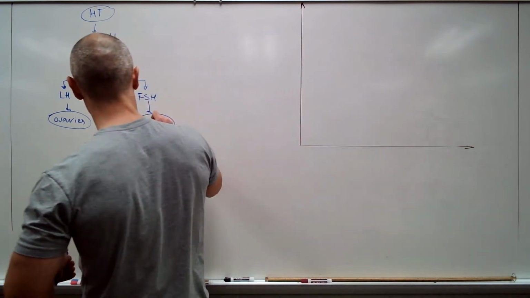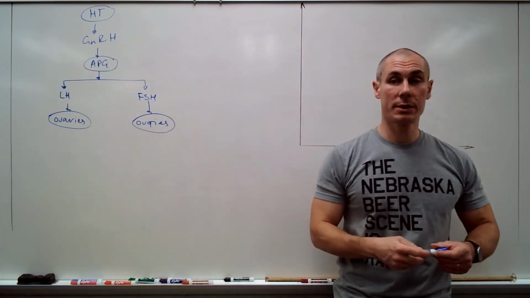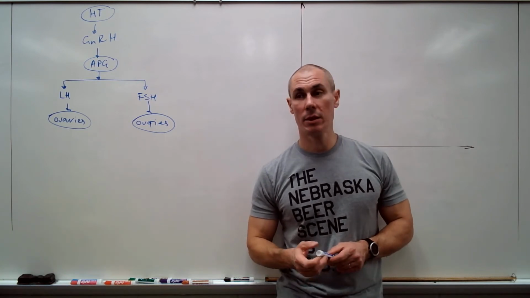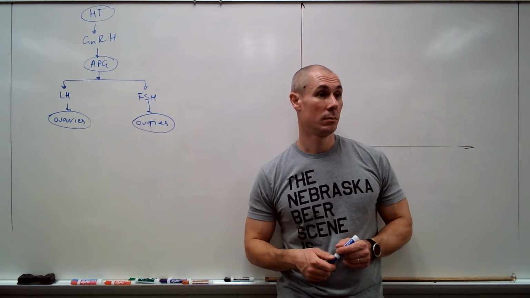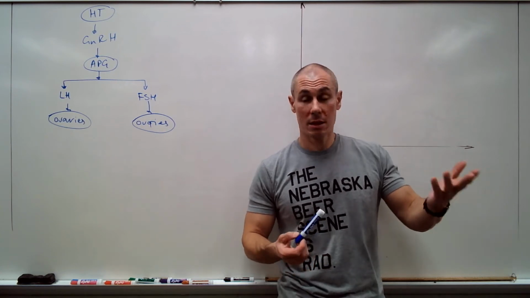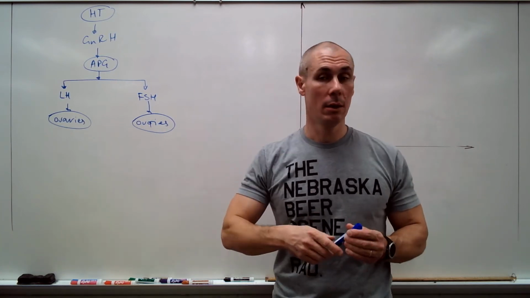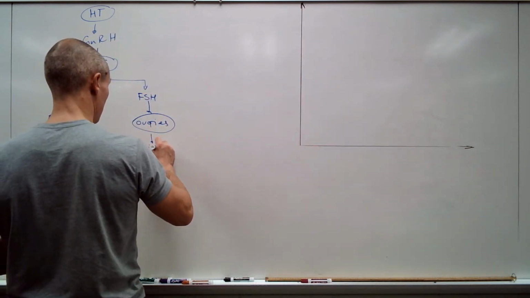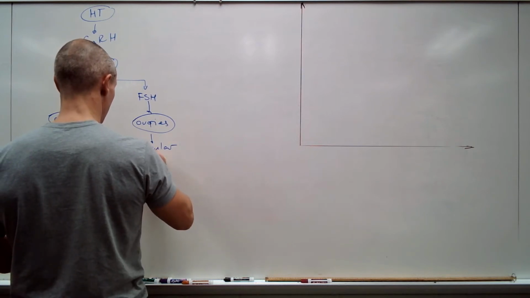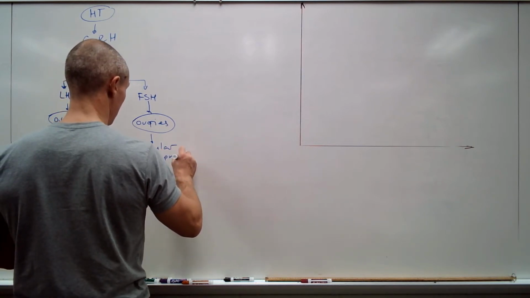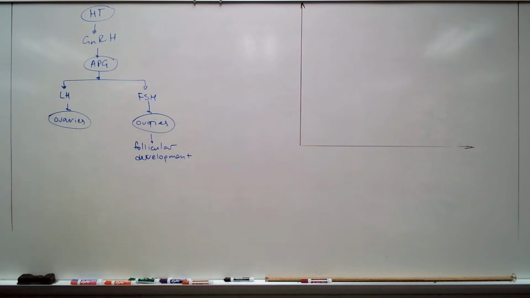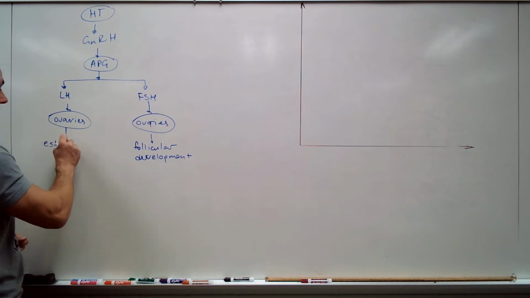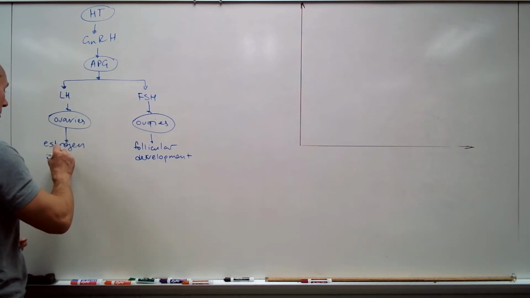What is the function of follicle-stimulating hormone? Based on the name. Yeah, it stimulates follicular development, exactly. Okay? So here we have follicular development, right? And the function of luteinizing hormone is to stimulate the release of estrogen and progesterone.